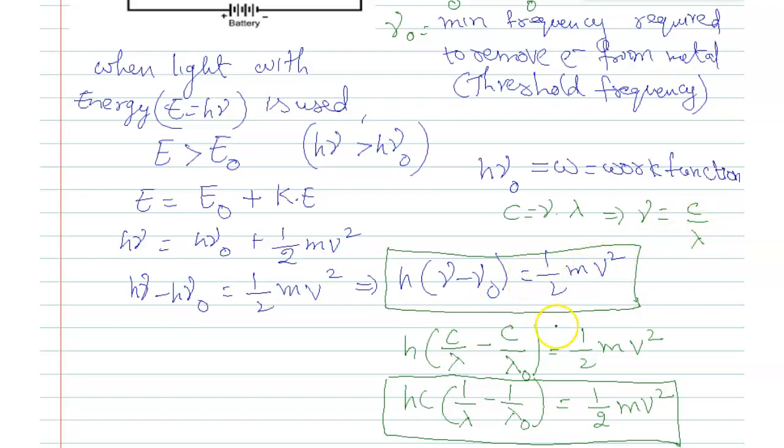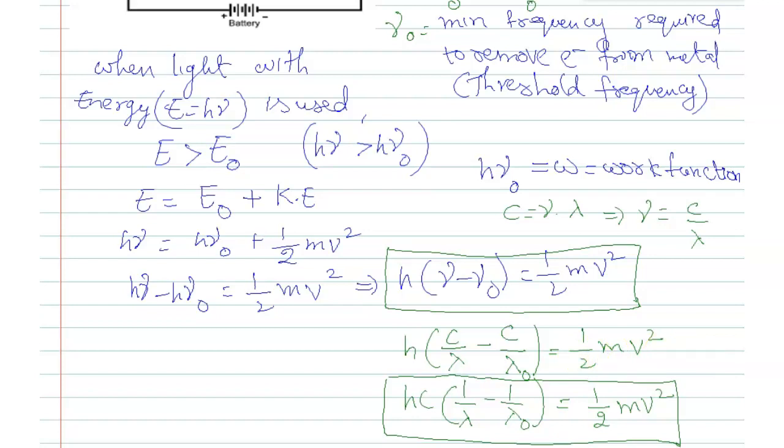Nu means c by lambda, nu naught means c by lambda naught. Here c will not change, lambda will change. C means the speed of light, 3 into 10 power 8 meter per second. That is a fixed value, so we can take this constant as common also. hc into 1 by lambda minus 1 by lambda naught equal to half m v square.